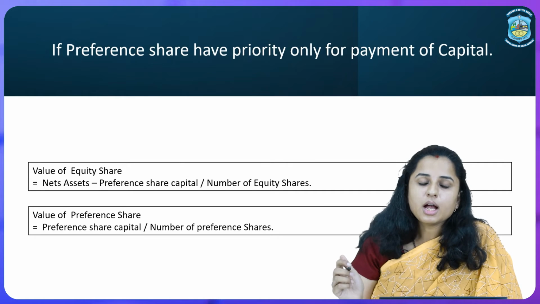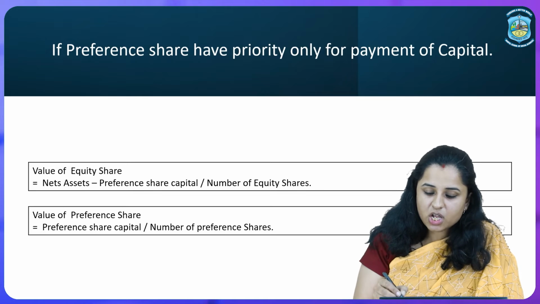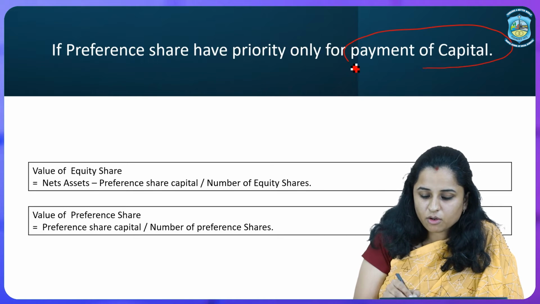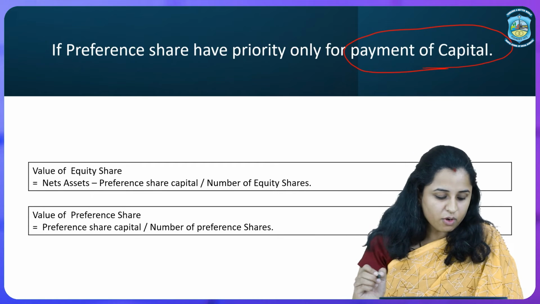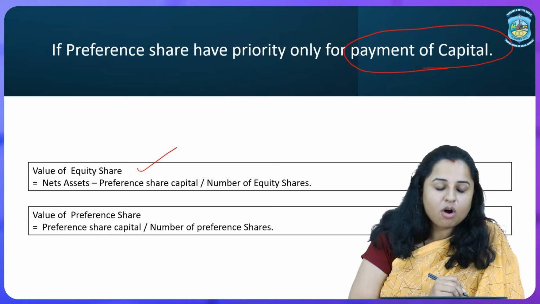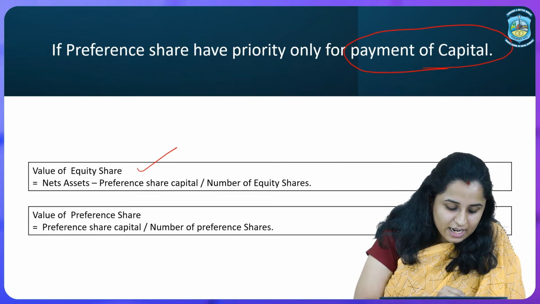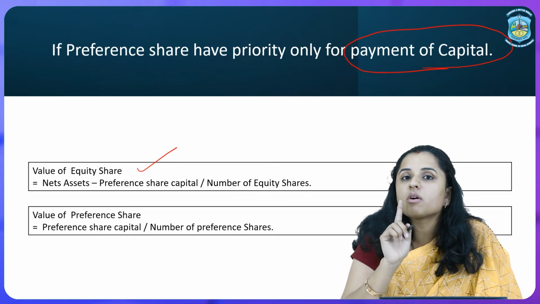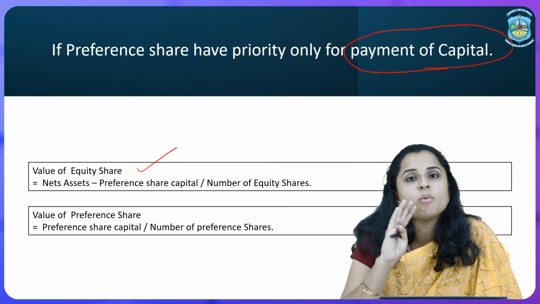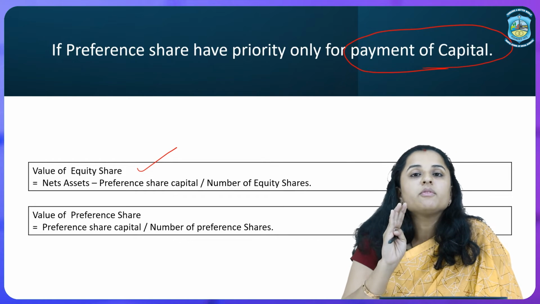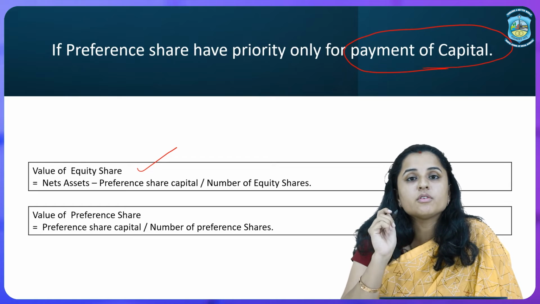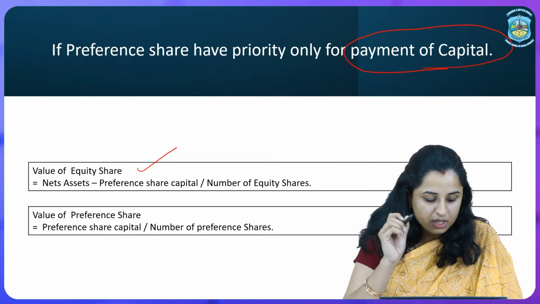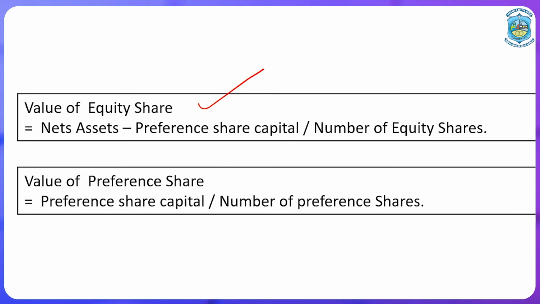share. Coming to the third situation, when the preference share has priority only for the payment of capital. So, in this case what will be done? You will take value of equity share as net assets minus the preference share capital. Here dividend will not be subtracted because dividend have no priority. The priority is only for the repayment of capital. So, you are going to subtract only the amount of capital. So, value of equity share will be net assets minus preference share capital divided by number of equity shares.